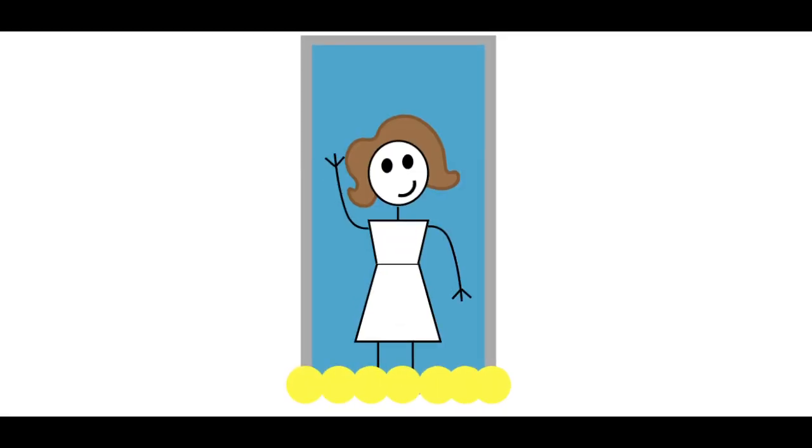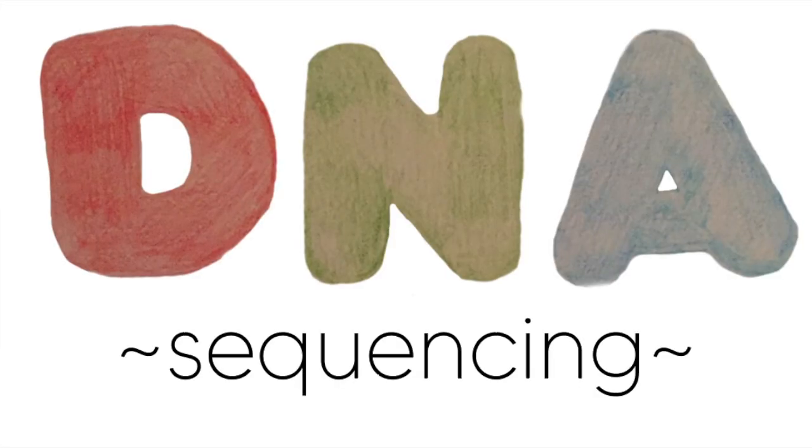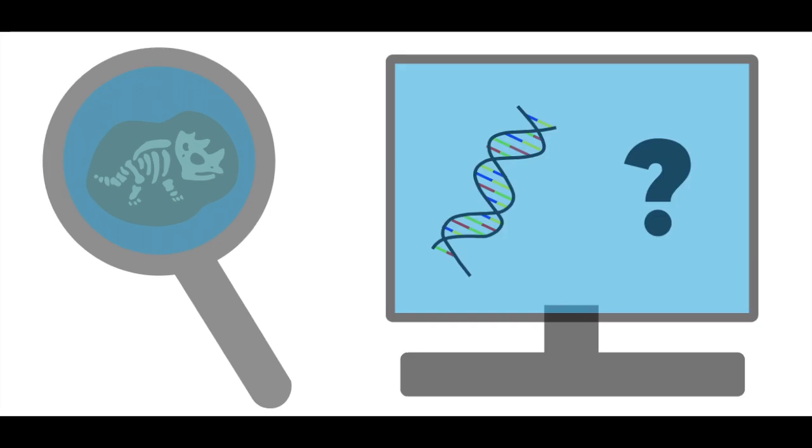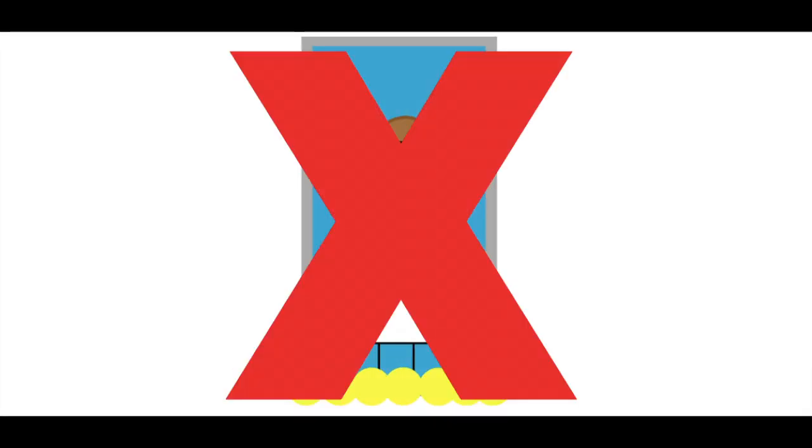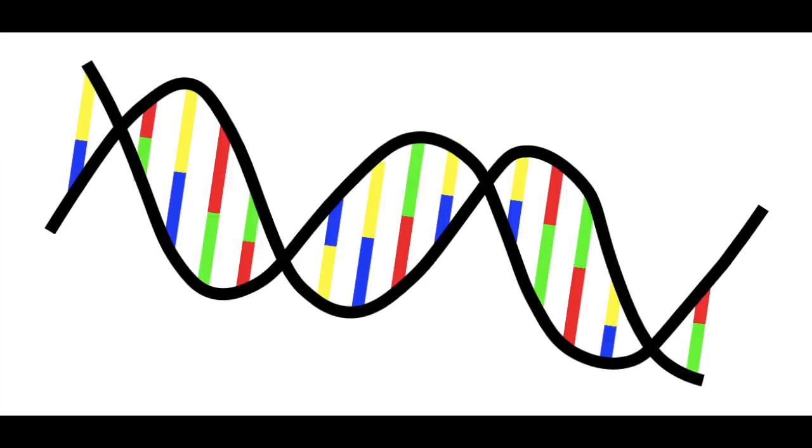Okay, so I don't exactly know how to build a time machine. But with techniques in DNA sequencing, scientists are learning to investigate the past and identify the species of the future without needing a time machine. They can study the evolution and classification of organisms using just a tiny fragment of genetic information.